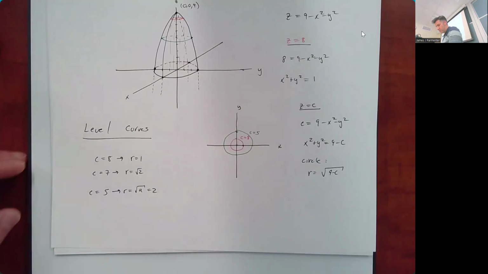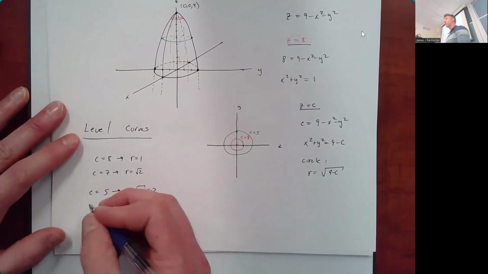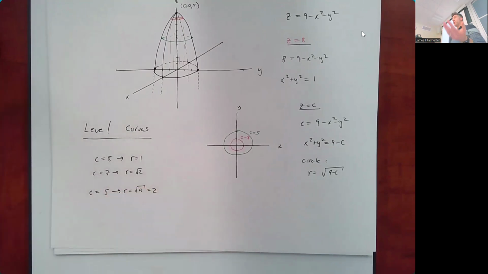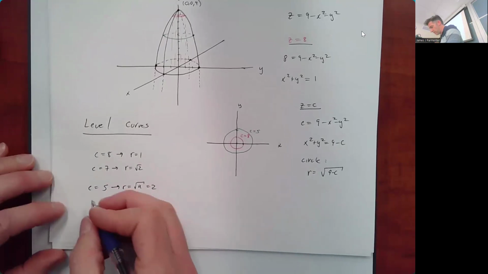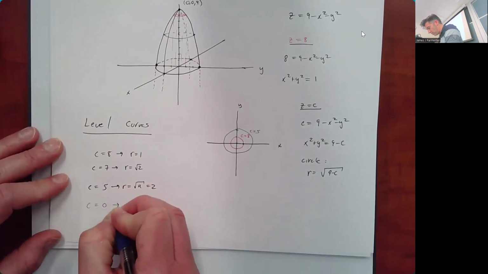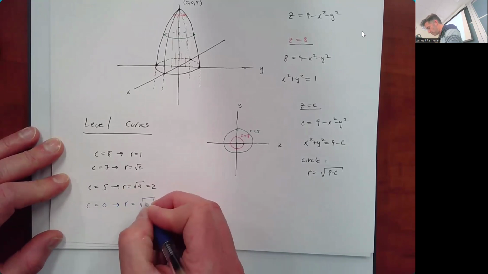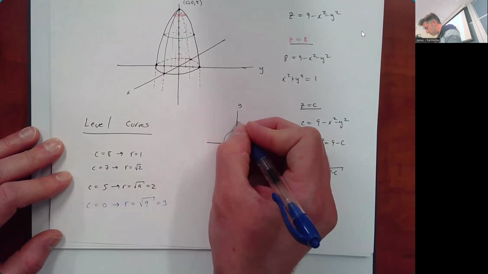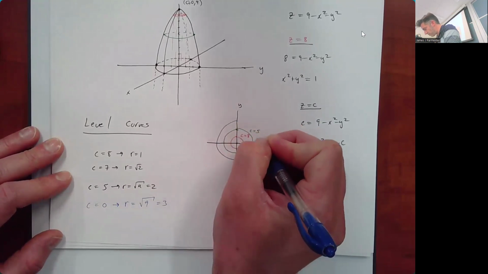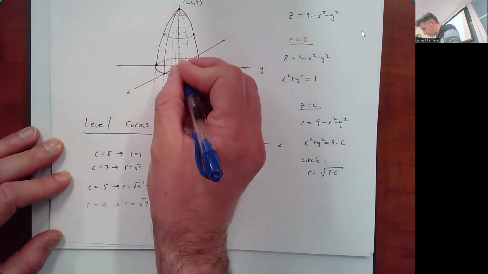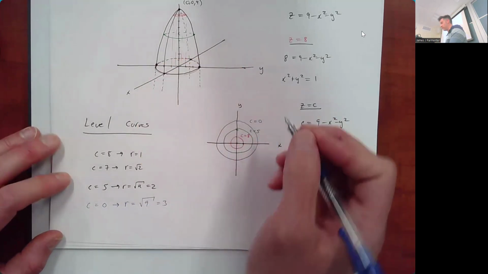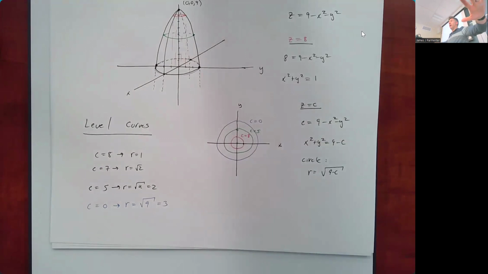Let's might as well throw in one more. We could keep going, right? We could go c equal to 0, c equal to negative numbers. As long as c is in the range of your function, it's a valid choice. If we let c equal 0, the radius of our level curve is going to be the square root of 9 minus 0, which is the square root of 9, which is 3. So down here at the bottom, there's our level curve when c equals 0. At sea level, a height of 0, our circle is big, and the higher up we go, the smaller the circles get. Cool.